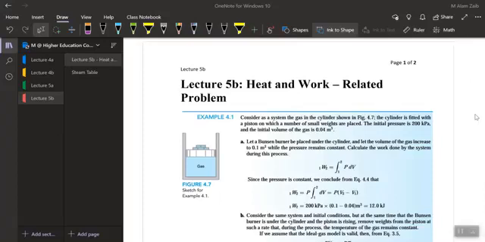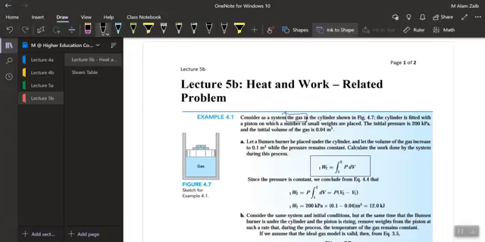Let a Bunsen burner be placed under the cylinder and let the volume of the gas increase to 0.1 cubic meter while the pressure remains constant. Calculate the work done by the system during the process. So if you just look at our initial formula for the work done, this was the formula. Work done is equal to the integral of P dV from state 1 to state 2, and make sure the system is a gas in a cylinder. That means we will be using the ideal gas equation rather than the steam table.